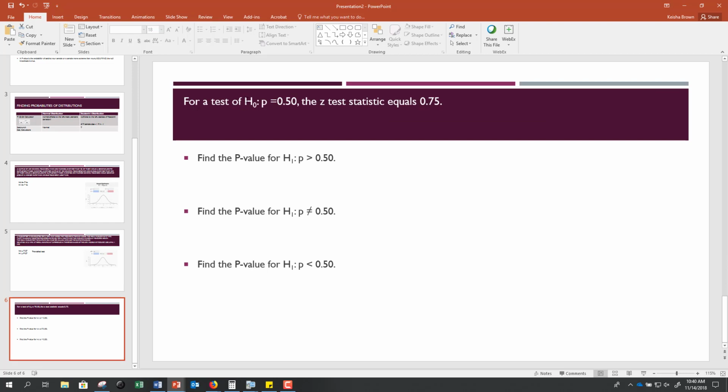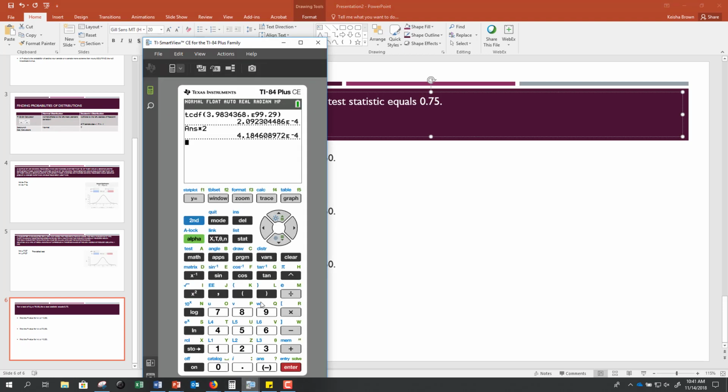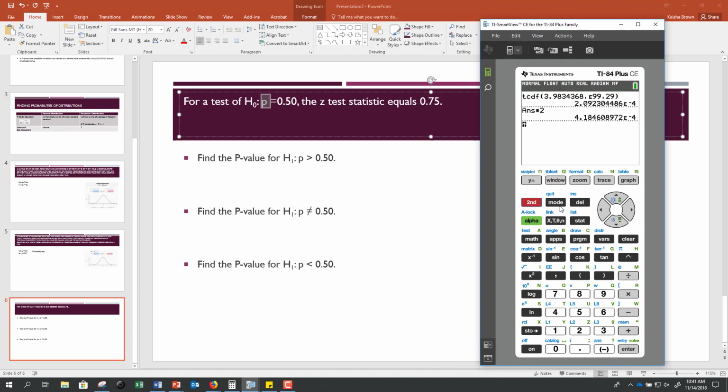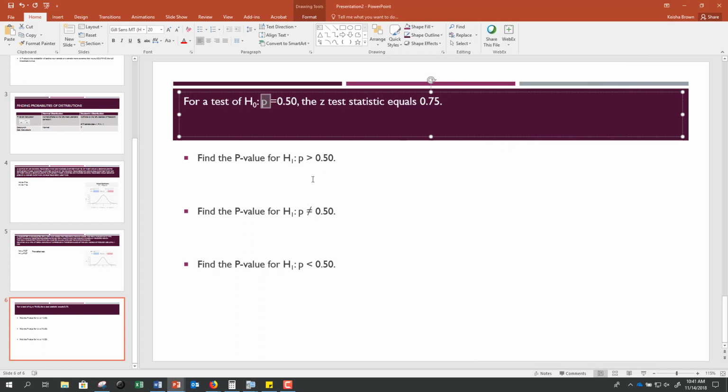For a test of H sub 0 where your population proportion is 0.5 and they give you the Z test statistic. Automatically, since this is a Z test statistic, you know it's a proportion problem and you're working with the standard normal calculator. So find the probability that the alternative hypothesis P is greater than 0.5. So since it's Z and it's a proportion, that means you need to go under normalcdf. Here, P is greater than 0.5, so you have a right tail test. So you're looking to the right of this test statistic. So your lower bound is 0.75, your upper bound is positive infinity, your mean is 0, your standard deviation is 1. So your probability is 0.227.